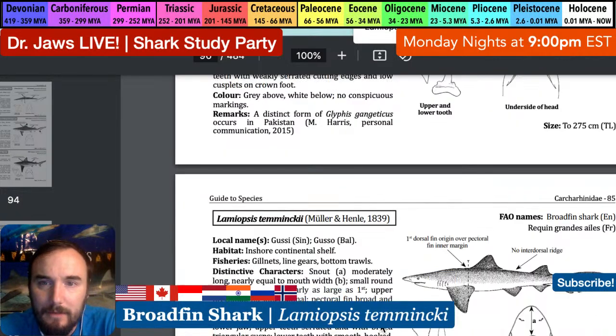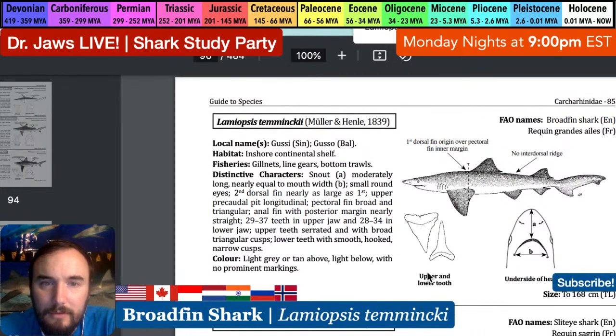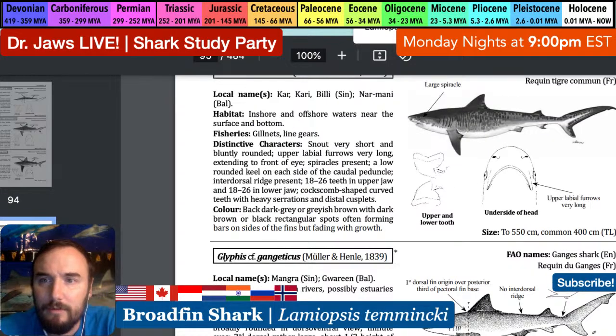So here we go. This is what I wanted to see. This is an FAO guide. I keep talking about FAO, but FAO is really great. This is the Food and Agriculture Organization of the United Nations. Lamiopsis temmincki. Local names in... Let's see where this is. This is page 96, so I just want to double check where this guide is from.